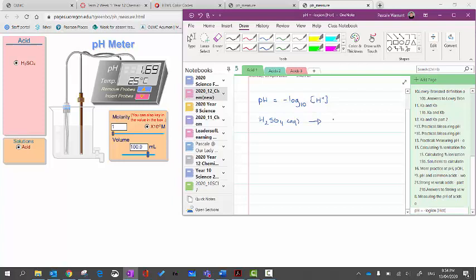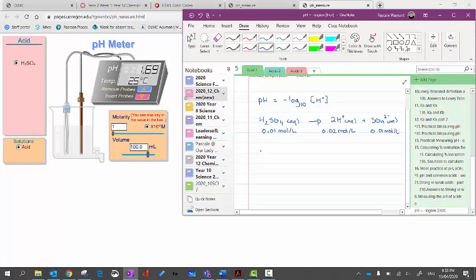Again, it's a strong acid, so it completely ionizes. But this time it's producing 2 lots of H plus ions and 1 lot of sulfate ions. So if the concentration of sulfuric acid is 0.01, the concentration of H plus ions is going to be 0.02 moles per litre, because we're getting 2 lots of H plus ions for each lot of sulfuric acid, and the concentration of sulfate ions is going to be 0.01 moles per litre.